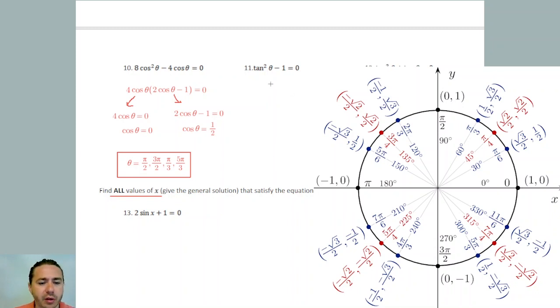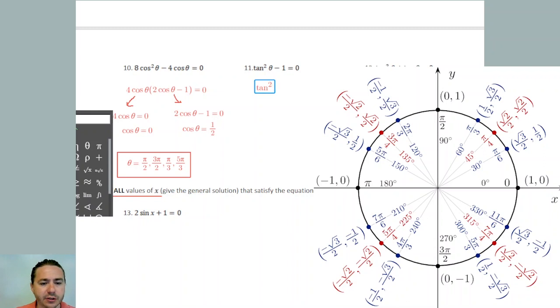So let's start with number 11, tangent squared theta minus 1 equals 0. So we will start by adding 1 to both sides. That'll give me tangent squared theta equals 1. And then if I take the square root of both sides, I'm going to get tangent of theta equals plus or minus the square root of 1, which is just 1.